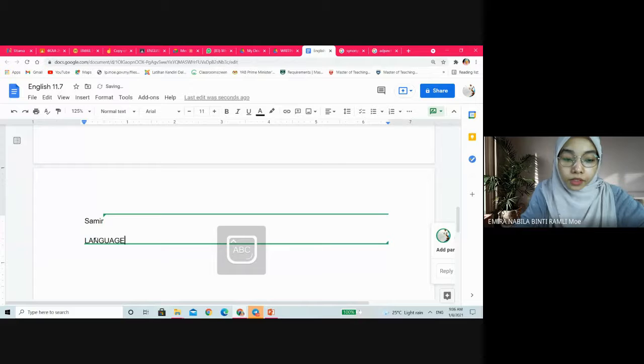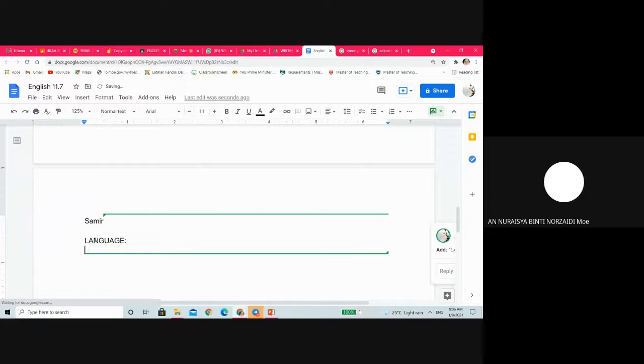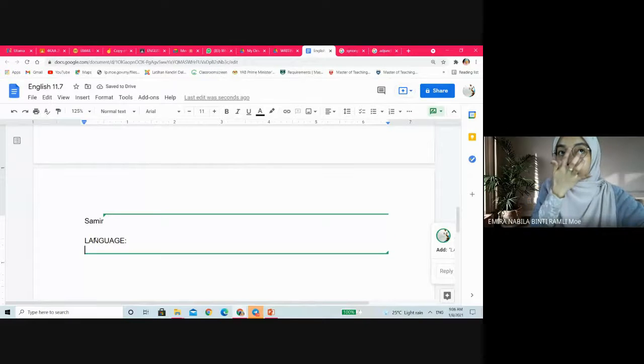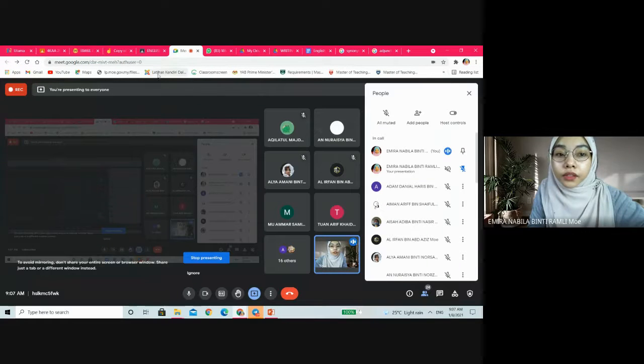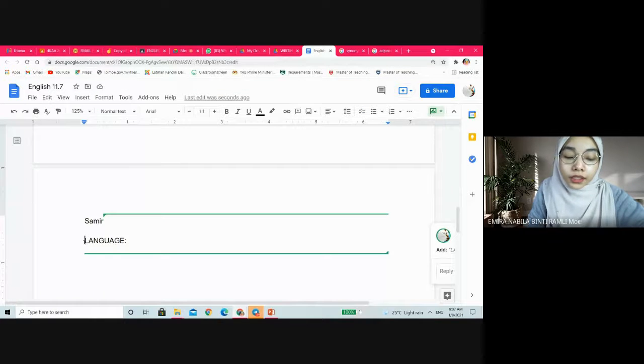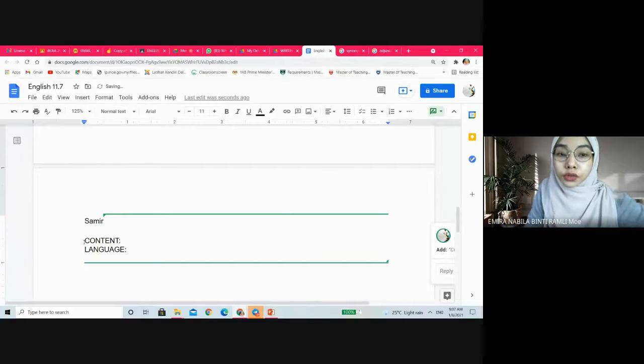Language. Lagi? Elaboration. Elaboration is part of the criteria tu. Do you remember anything else other than language? No. Okay, let's ask somebody else. Content. Okay, thank you Al Irfan. You remember content. Okay, content is actually number 1 tau. Content adalah yang pertama sekali that we look at. Markah content, okay, kejap lagi I'll show you the slide back again.